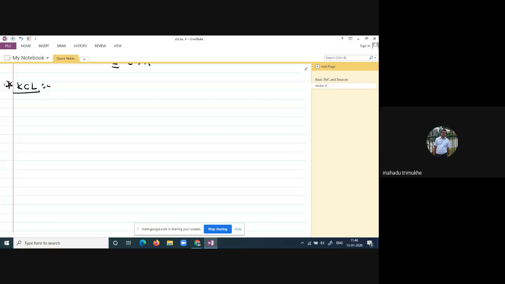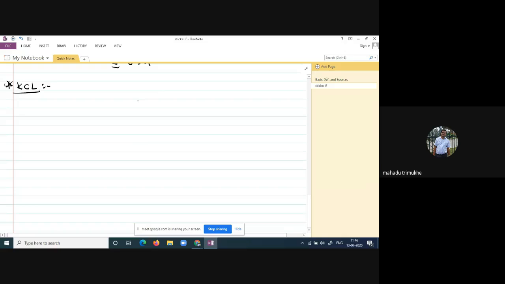In KCL we have to assign a positive sign for all incoming currents and a negative sign for all outgoing currents. The statement of KCL is: the algebraic sum of currents entering at one node is 0. All incoming current we have assumed as a positive sign, and all outgoing current we have represented as a negative sign.